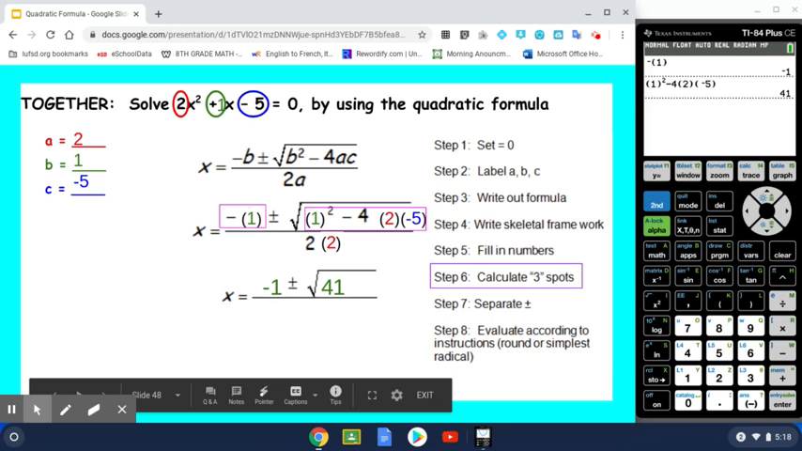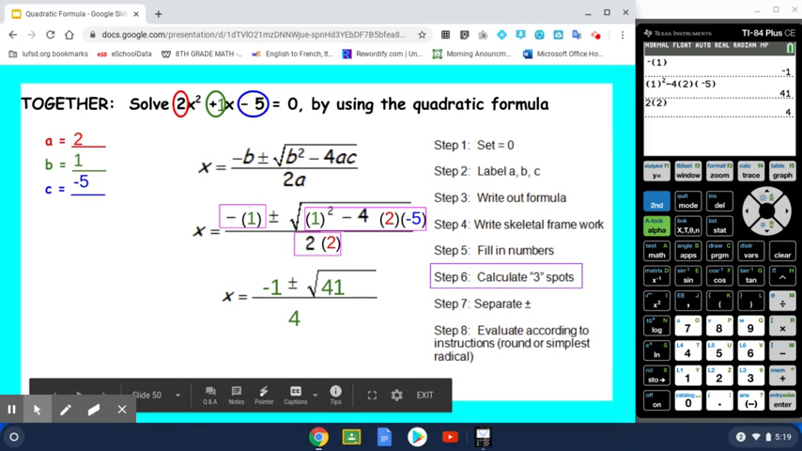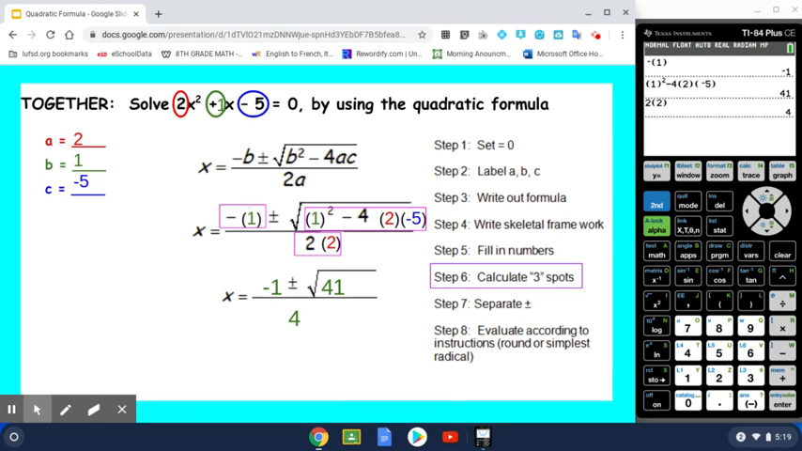Last step is calculating the bottom spot, the 2 parenthesis 2, which is 2 times 2, which I'm sure you guys all know is 4. But it's really important that you know how to plug all this in your calculator because this will make or break your quadratic formula. So I get 4, so I'm going to plug that in the bottom, okay? So that's really important, knowing how to plug that into your calculator.